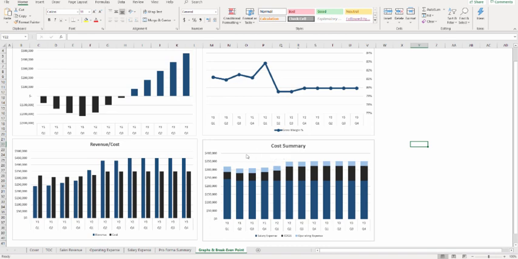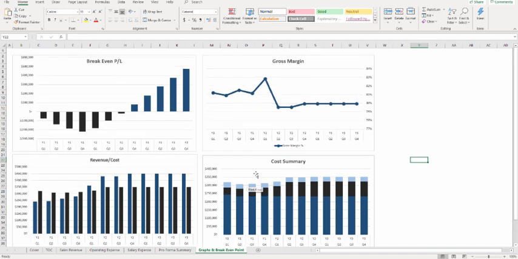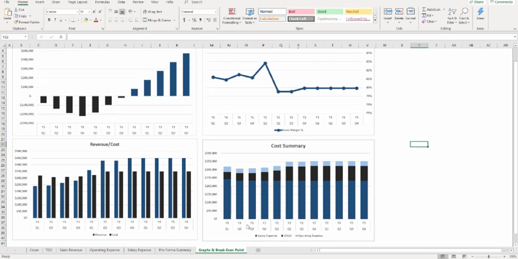Below that is the cost summary, where we break out the salary expense, the cost of goods sold, and the operating expense. What this chart is intended to do is show the breakout of where your costs are and to show where the high cost outliers are.